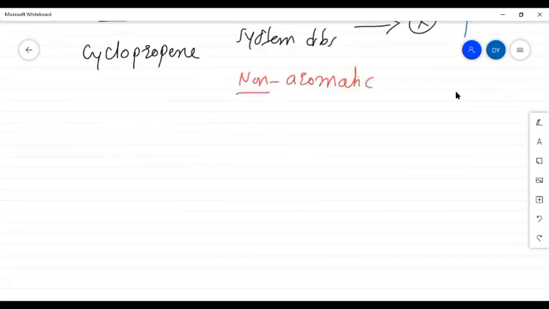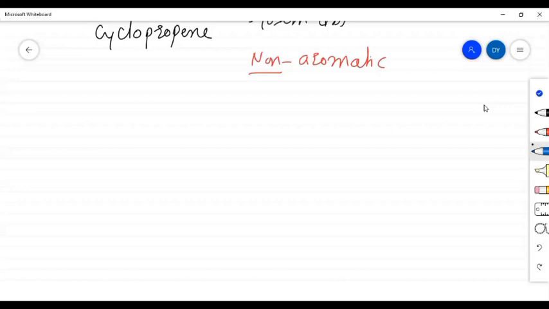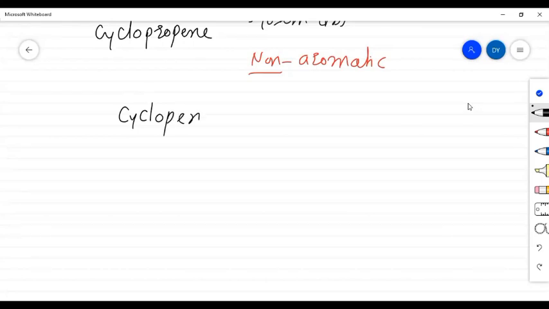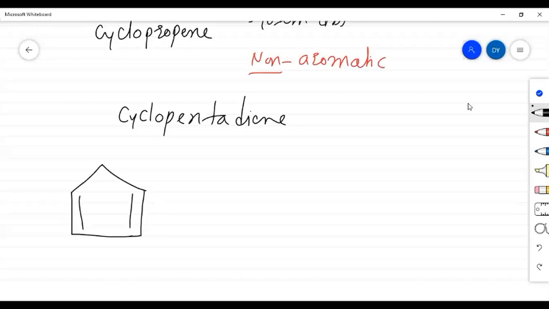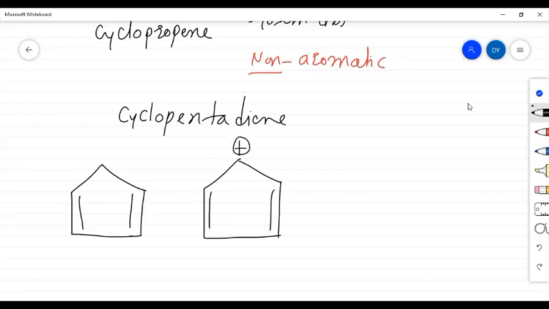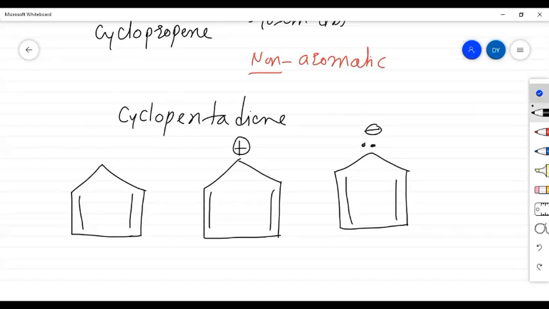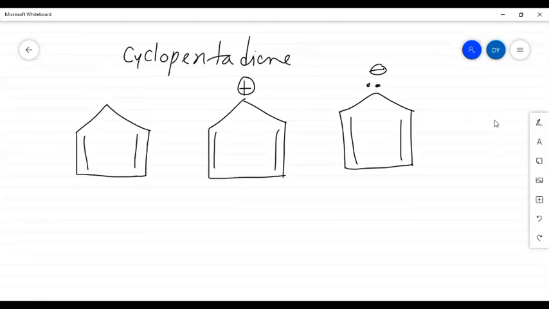Now, in a similar way, I'm going to take another three examples of the same molecule: one is a cation, one is an anion, and one is a neutral molecule. The example is cyclopentadiene. This is simply cyclopentadiene. This is the cyclopentadienyl cation. And this is the cyclopentadienyl anion. So these are of the same molecule.